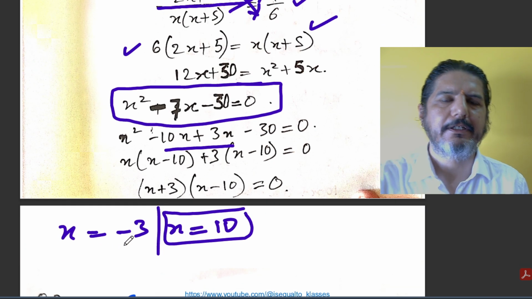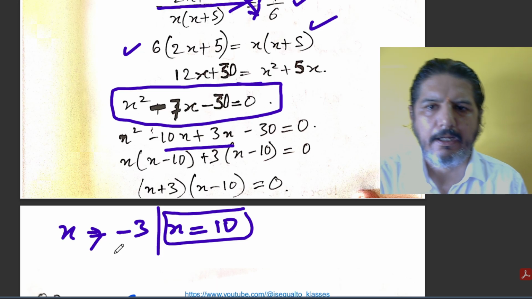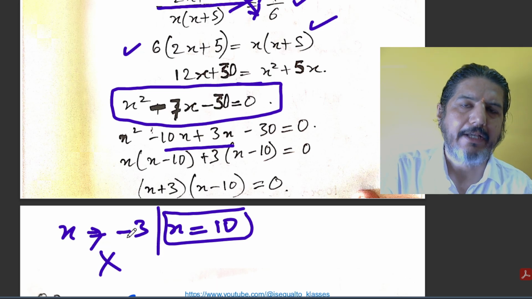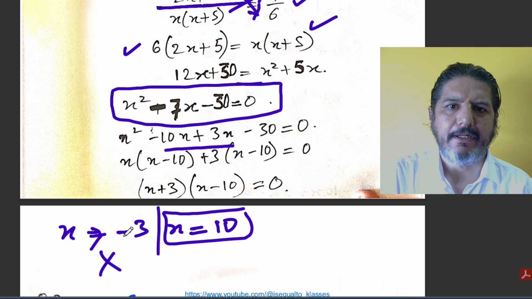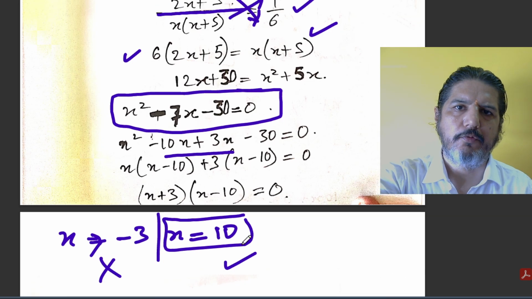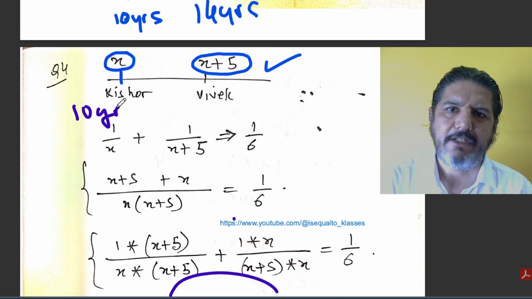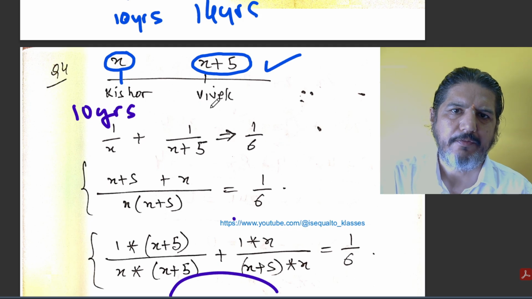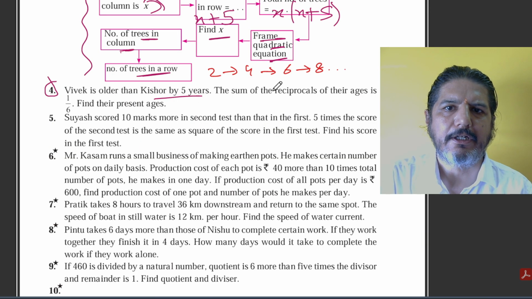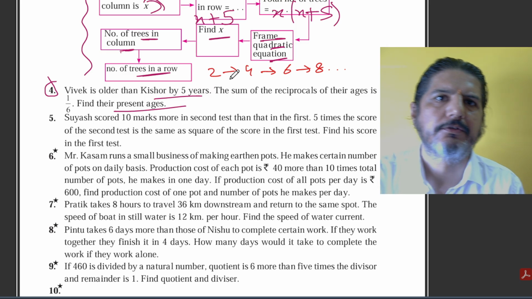So you'll have to mention here that ignoring x is equal to minus 3 because age can't be negative. So x is equal to 10. So what you have understood now is that age of Kishore is 10 years. And therefore age of Vivek will be 15 years. What are they asking? They are asking their present ages.